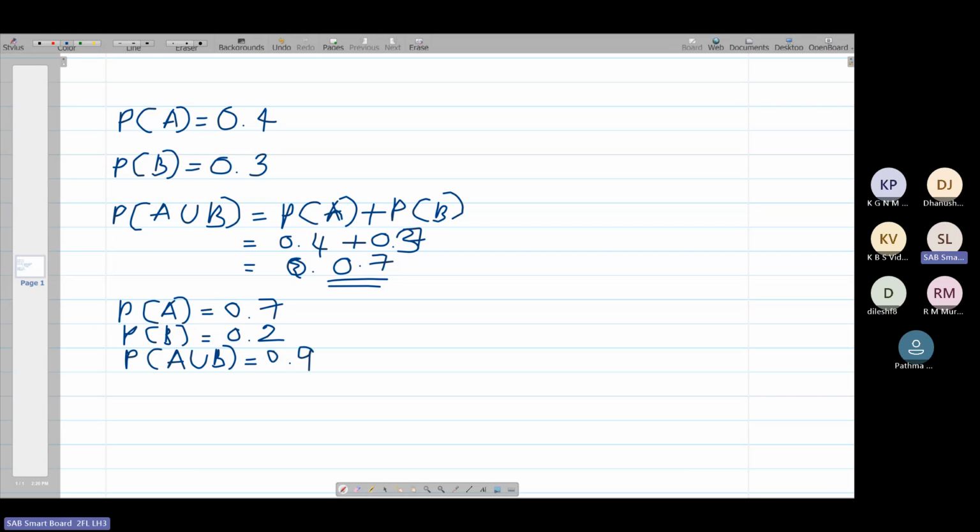Okay. Then here, add A and B together. What is the answer? 0.9. Okay. Then it is equal to A union B. It means A and B are mutually exclusive. Intersection is 0. Clear? Okay.